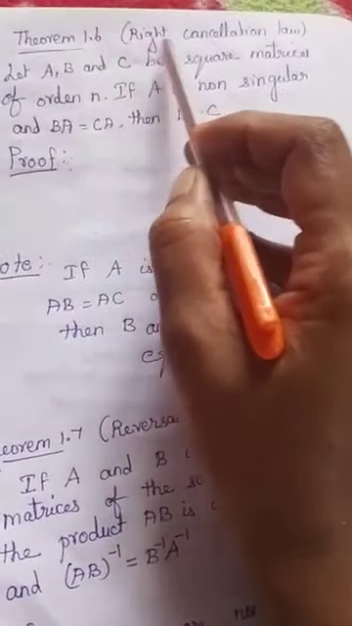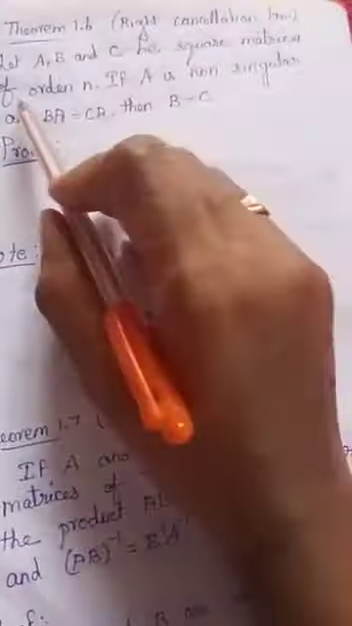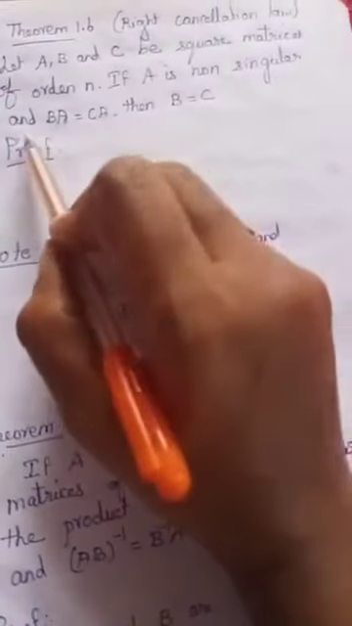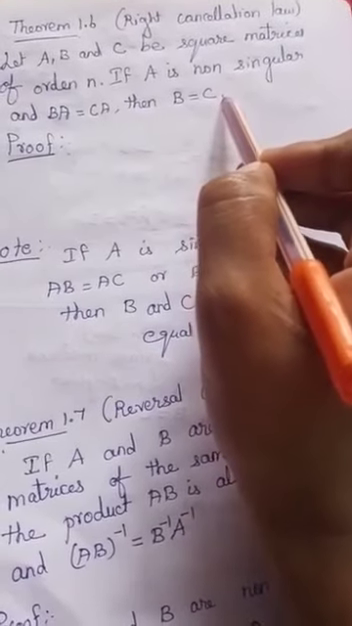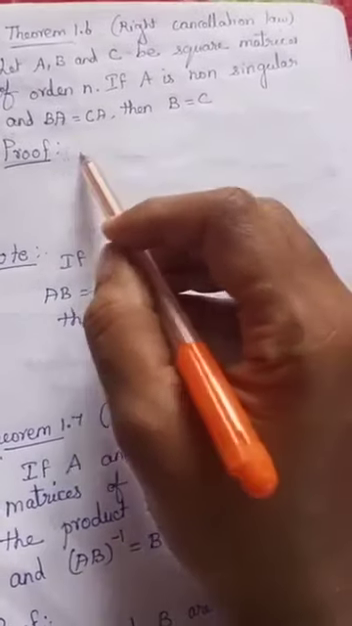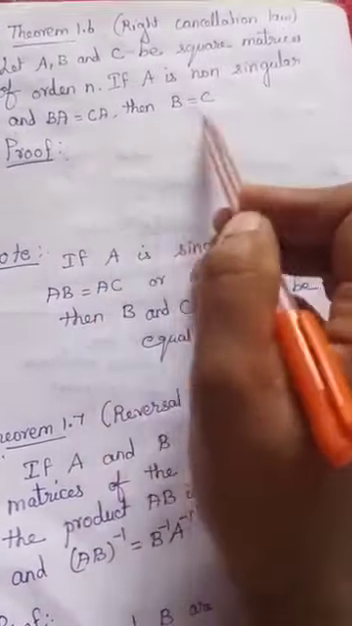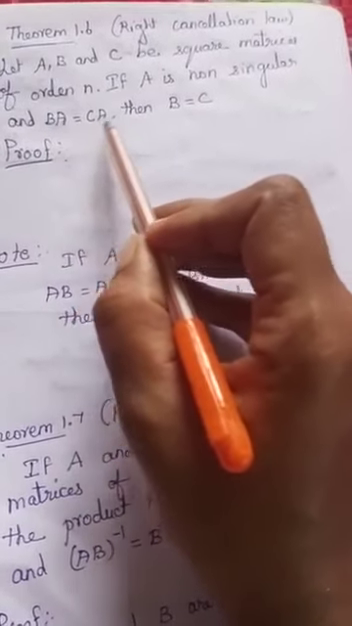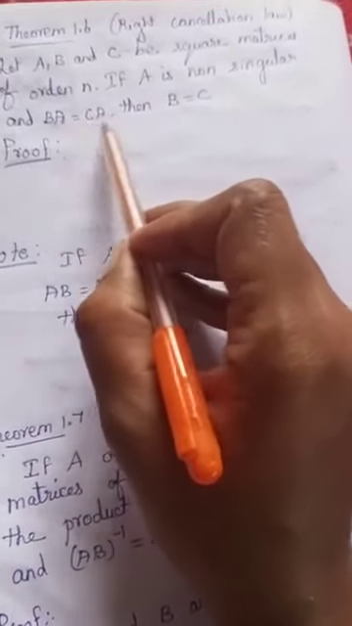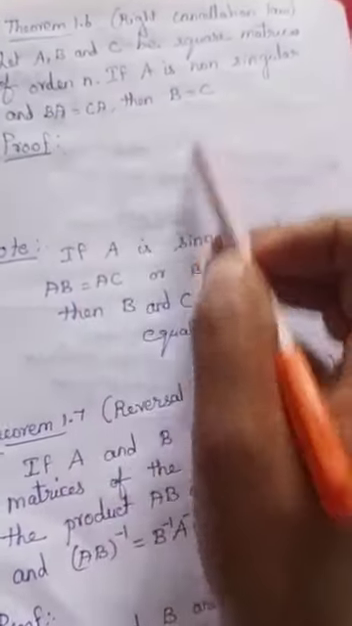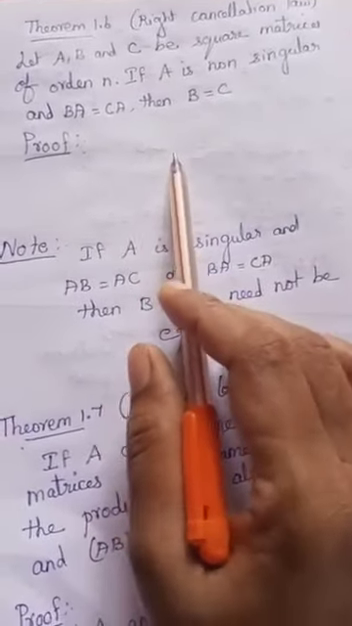Okay. See, let me give that theorem. Theorem 1.6 is the right cancellation law. The same thing. Let A, B, C be square matrices of order n. If A is non-singular and BA equal to CA, then B equal to C. So it's very simple to prove, isn't it? First you can take the condition non-singular, then A inverse exists, post multiply by A inverse. So A inverse will come on the right side. Automatically you will be getting B equal to C, isn't it? So do it as your work.